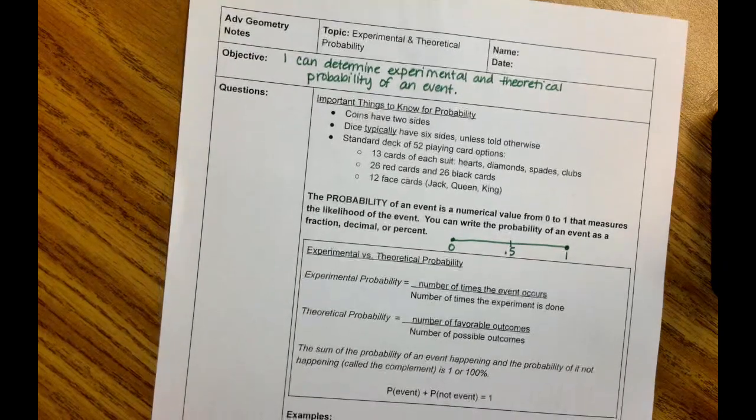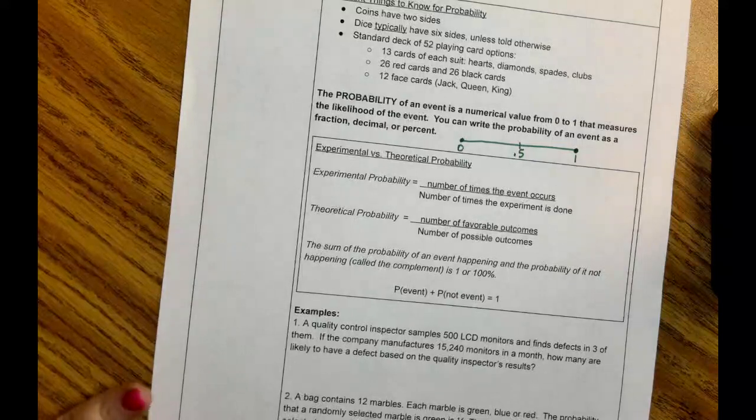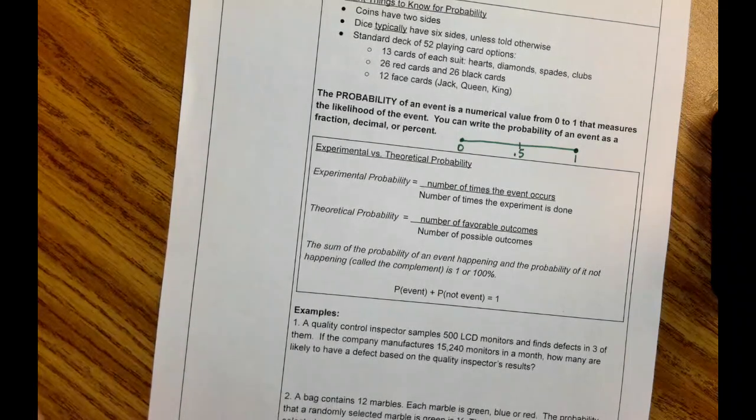So we're going to focus on experimental versus theoretical probabilities. The definition of experimental probability is the number of times the event actually occurs over the number of times the experiment was done. So you actually do an experiment and you keep count of the number of times that things happen. Your key words are going to be that they took data, that they did an experiment, or that they counted this many things out of this many times.